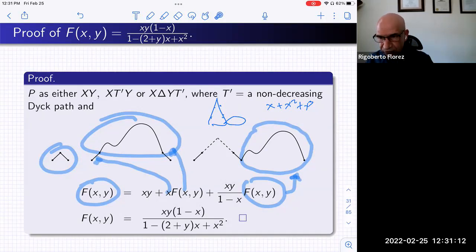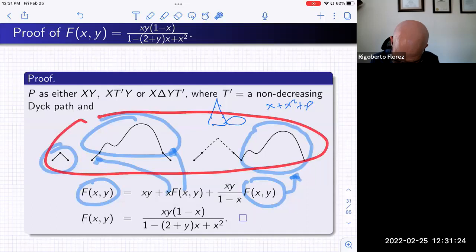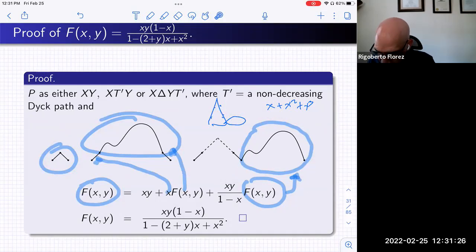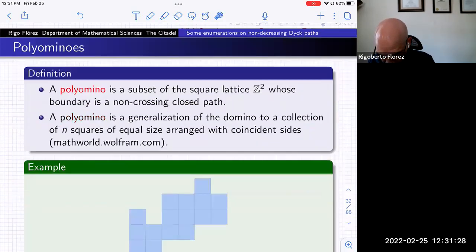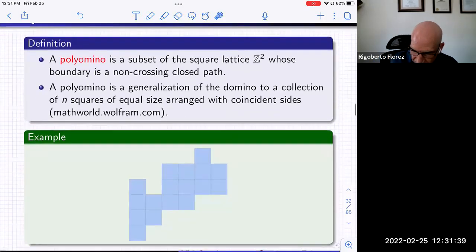Okay, any other proof that we do here? I'm not going to do more proofs, right? But when we say generating function, it is basically using this type of decomposition for the generating functions, and we do similar counting. Okay, now we are going to show you more connections. The rest of this talk only shows you connections between non-decreasing Dyck paths and other areas of combinatorics.